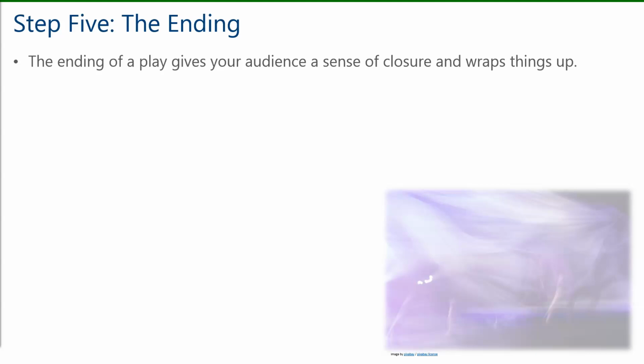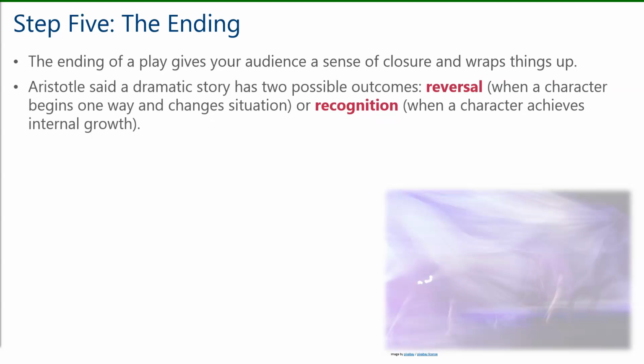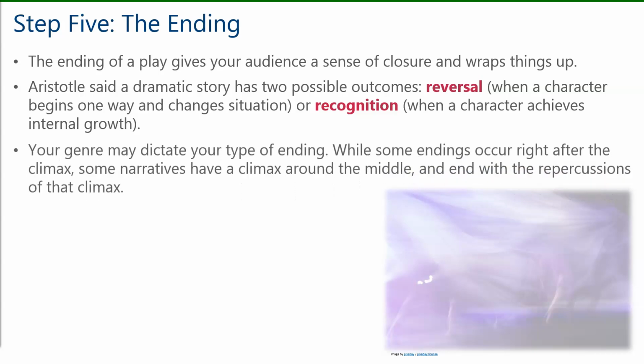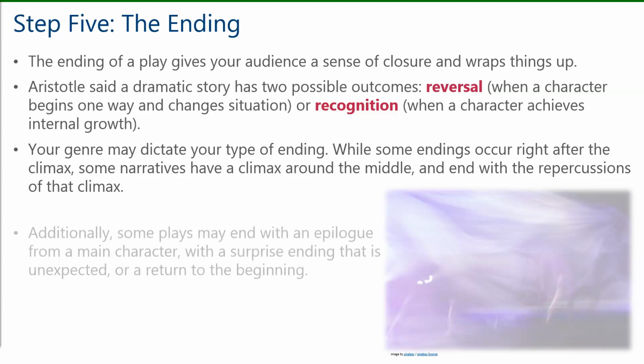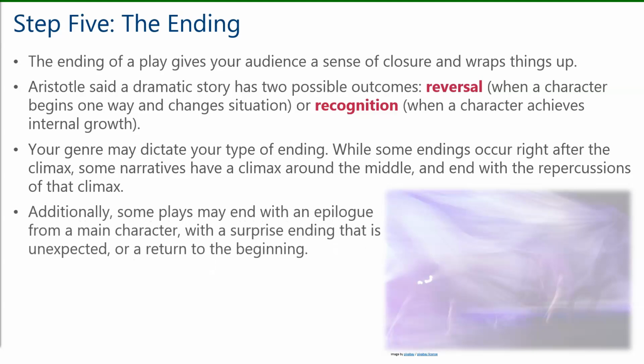Step 5 is your ending. The ending of a play gives your audience a sense of closure and wraps things up. Aristotle said that a dramatic story has two possible outcomes: a reversal, when a character begins one way and changes situation, or recognition, when a character achieves internal growth. Your genre may dictate your type of ending. While some endings occur right after the climax, some narratives have a climax around the middle and end with repercussions of that climax. Additionally, some plays may end with an epilogue from a main character, with a surprise ending that is unexpected, or a return to the beginning.